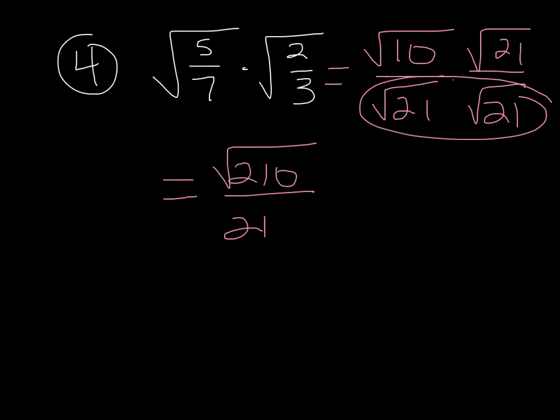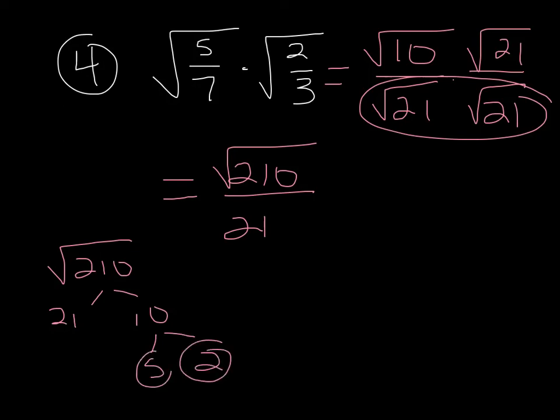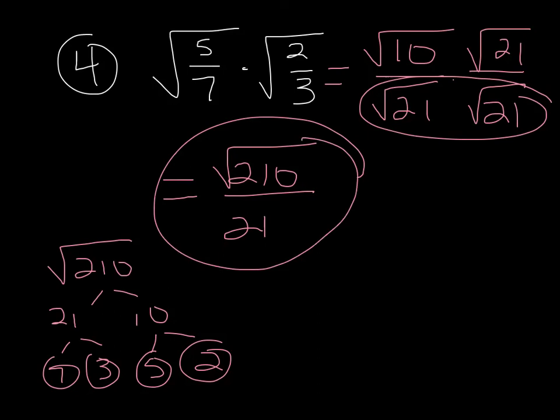Now we need to make sure 210 doesn't have a perfect square in it, or it can't be simplified. So off to the side here, I'm going to go ahead and break 210 down. That's 21 times 10. It ends in a 0, so I know 10 will go into it. 10 is 5 and 2. 21 is 7 and 3. They're all prime, and there's no repeats. So 210 is a simplified square root.